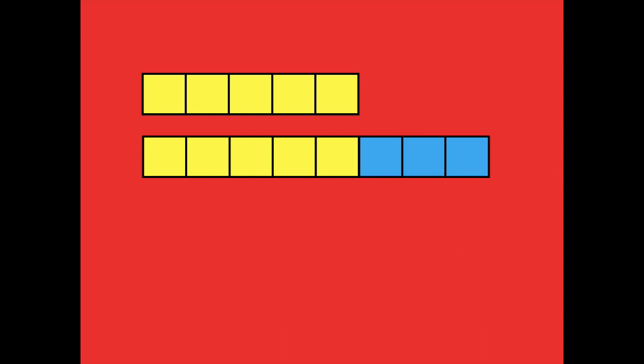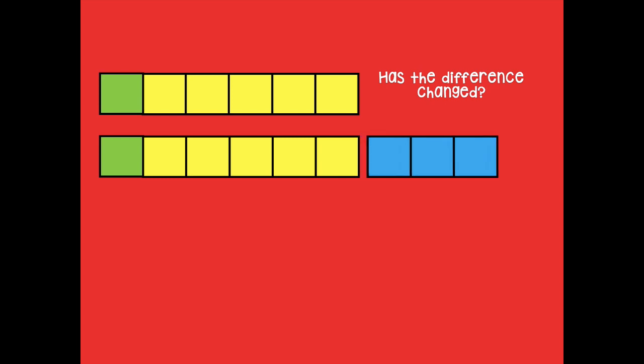Okay, so here's my picture again together. Same, we have 5 yellow cubes on the top and 5 yellow and 3 blue on the bottom. But now I'm going to add a green cube to each one. So has the difference changed in this problem? No, it hasn't because we have the same number of yellow and the same number of green. And look, if I just move these blue over again, I still have the same difference of 3.